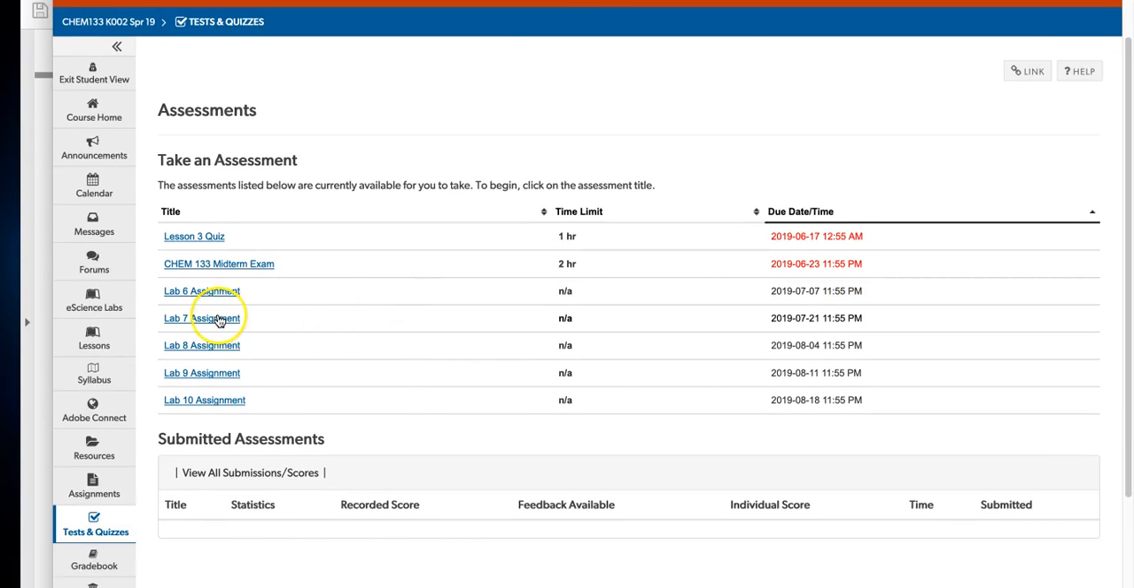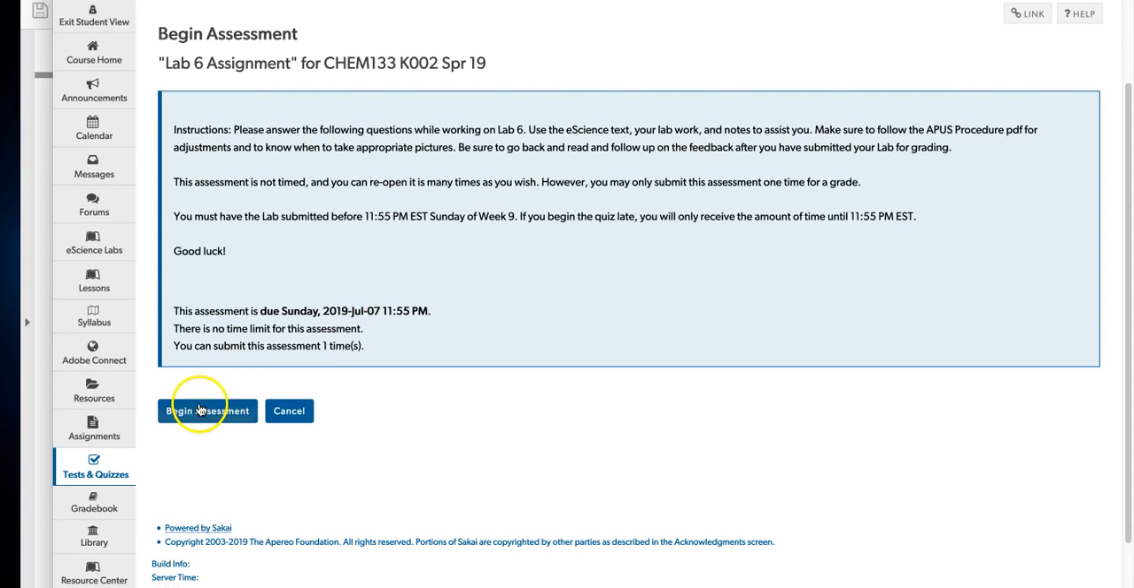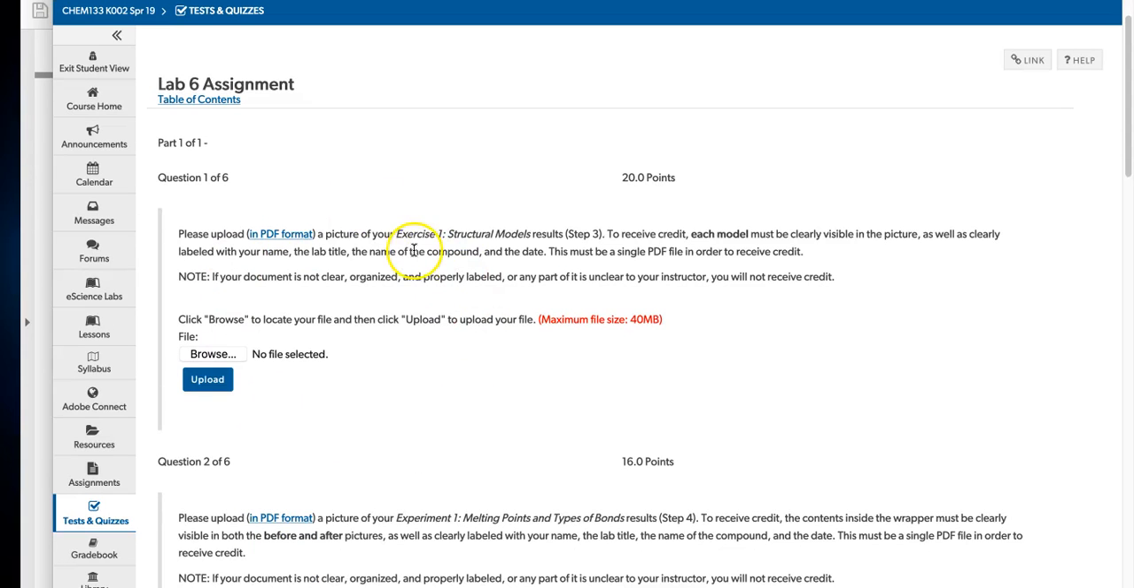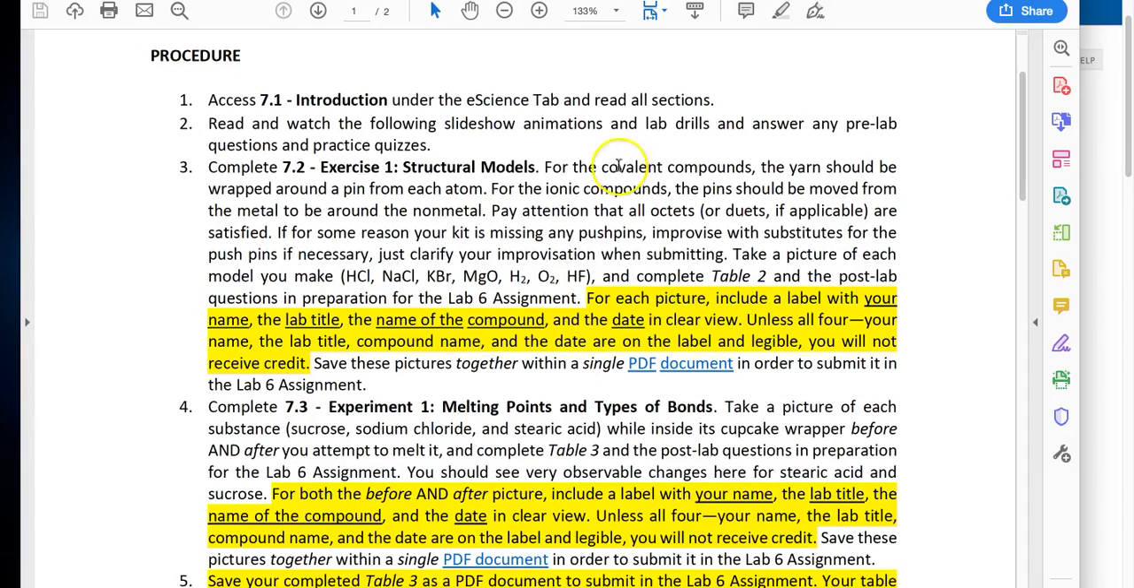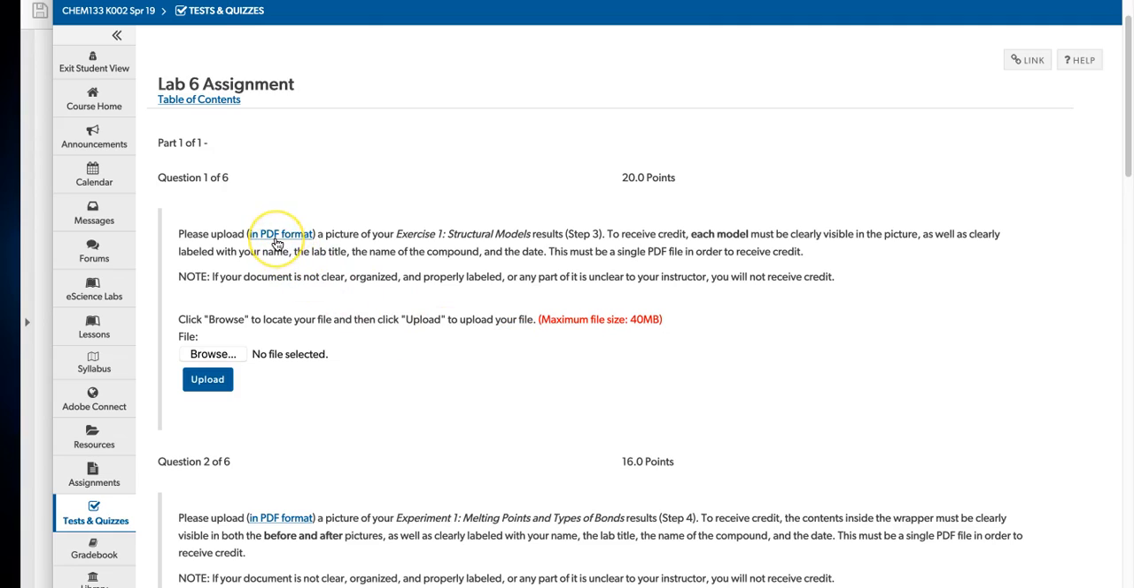So let's look at our Lab 6 assignment. When you're ready, click Begin Assessment, excuse me. First thing, and again, this matches our APUS instructions here. First thing, upload in PDF format a picture of exercise 1, the structural models. To receive credit, I have to be able to see all 7 models. In the picture, they have to be labeled with your name, title, name of the compound, and the date. And this is just 1 file you're uploading that has all the pictures.